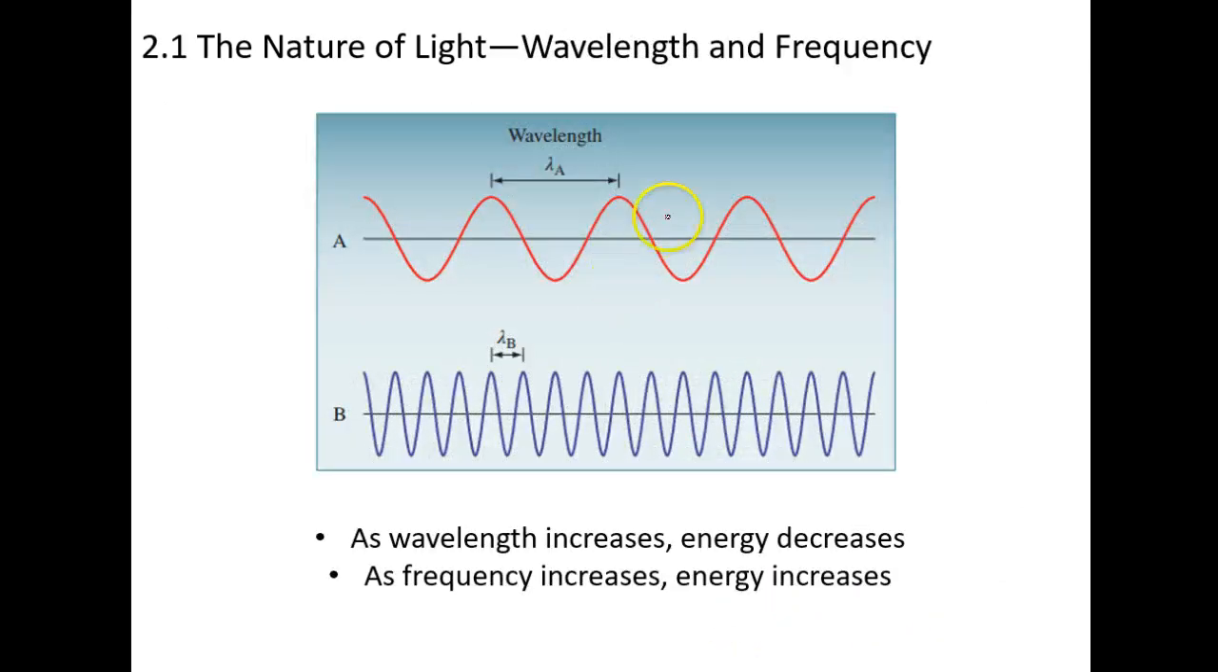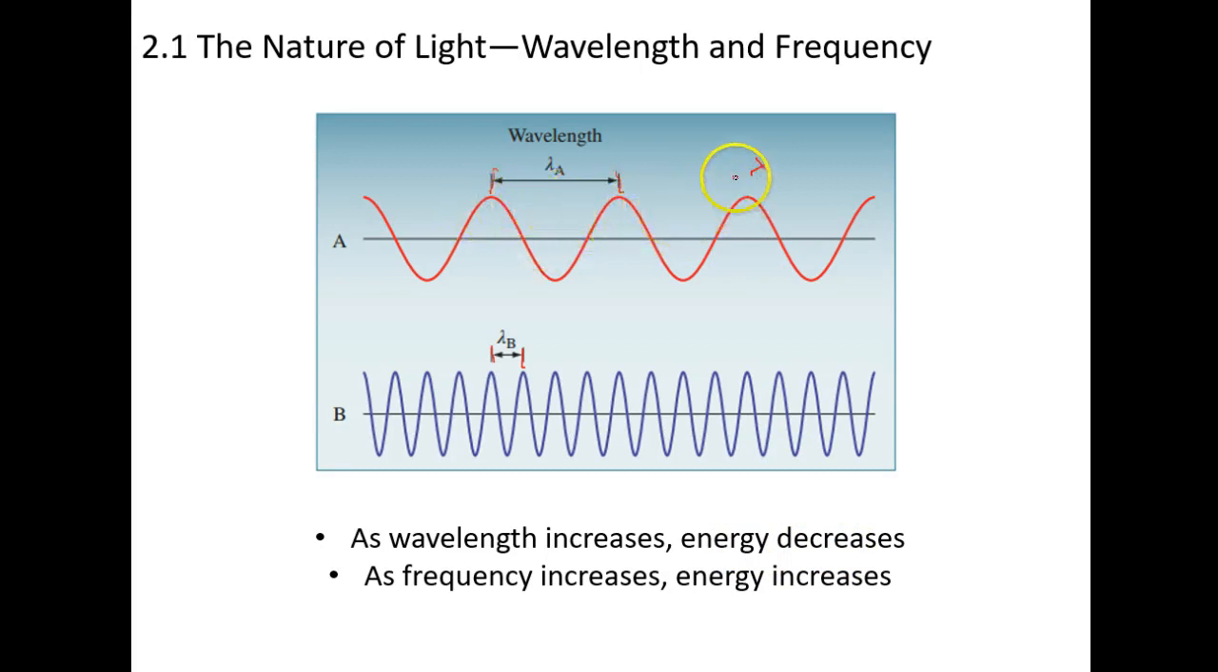Okay, so here again, it just shows you examples of that. Here is a lambda, from here to here is lambda A, and then from here to here is lambda B. So it's showing you that as the wavelength increases, the energy decreases. So remember, it's an inverse proportion. Small wavelength, which is what we have here.